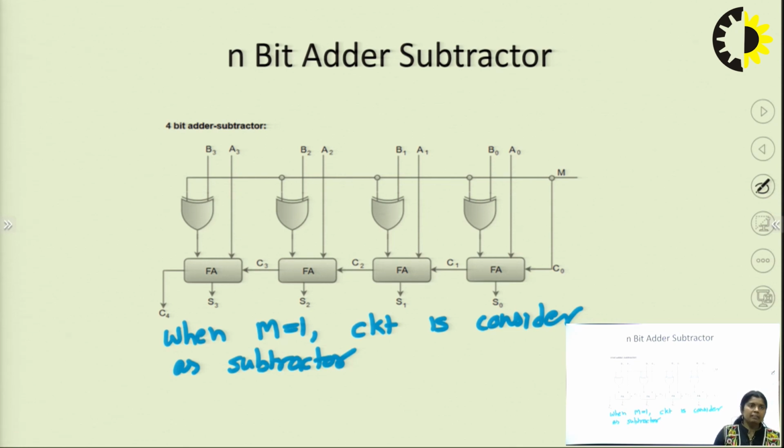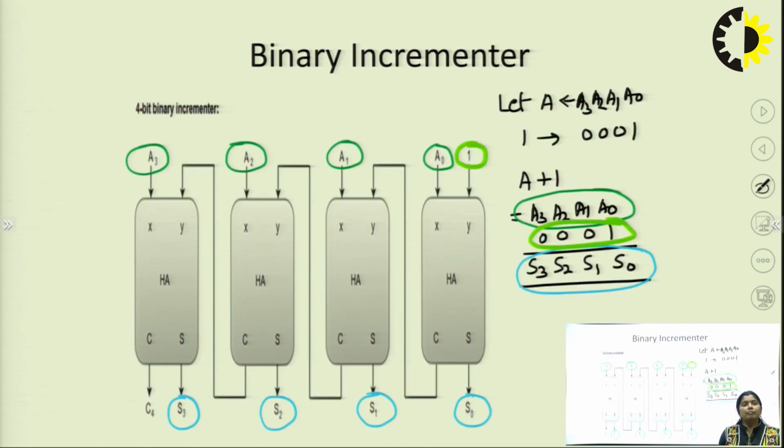But again the same problem is there. In both circuits, the n-bit adder only performs the addition operation, and this adder subtractor circuit only performs addition and subtraction. What if we need increment, decrement, transfer or some other operations? At that particular moment, we consider the arithmetic circuit.